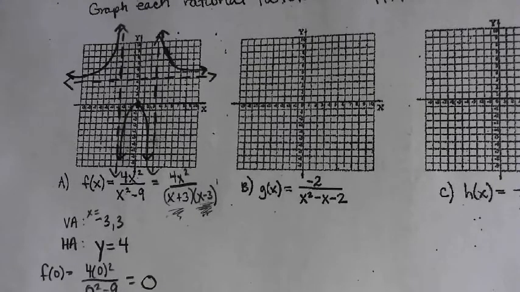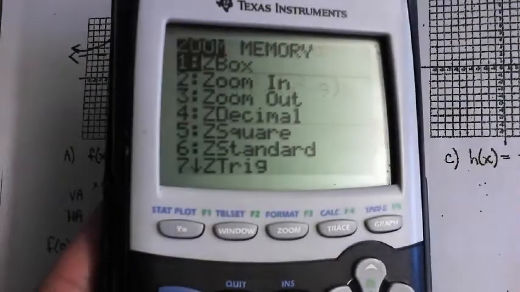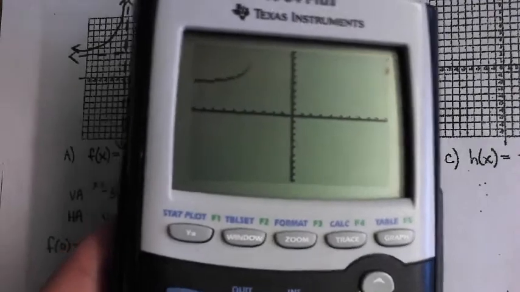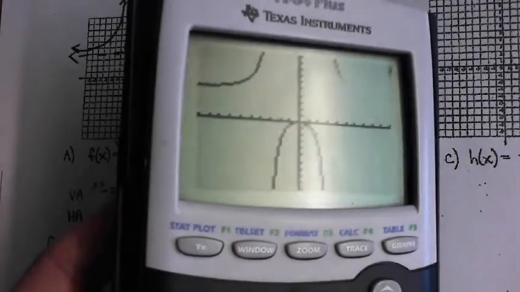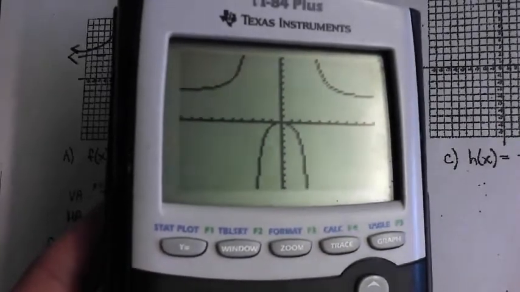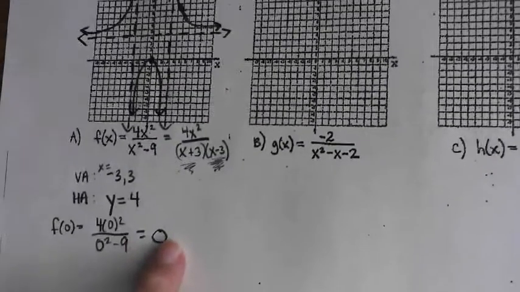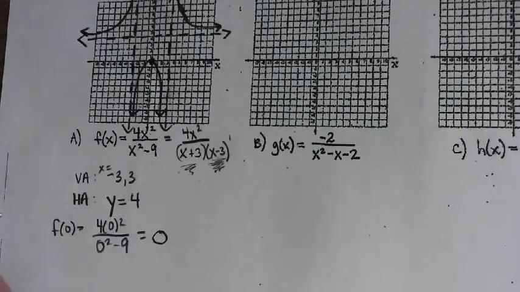Let's see how we did. 4x squared divided by parentheses x squared minus 9. Zoom 6. That was beautiful. I never did do the y-intercept because if your x-intercept is 0, then your y-intercept has to be 0 also, right? So I didn't have to actually go and do that. Good?